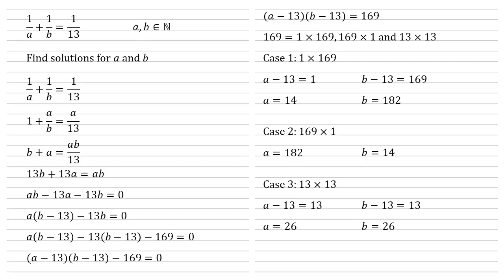So there we have it. We've got three pairs of solutions. We've got 14 and 182. We've got 182 and 14. And we've got the trivial solution, which we maybe could have seen from the beginning, of 26 and 26.